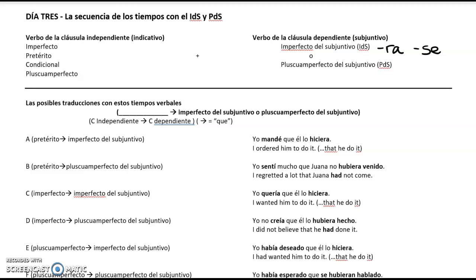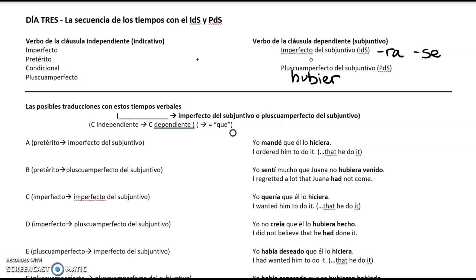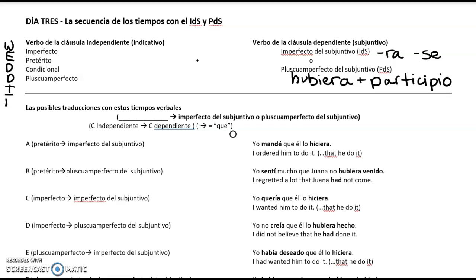Pluscuamperfecto del subjuntivo, that is your use of hubiera and the participio. Not much difference between the two, but it's the difference between the use of had or not, okay? We'll look at some examples here in a minute. Now, over here in the first clause, in your independent clause, you are still working with wedding verbs. Don't forget about those. But now we're shifting everything to past tense, okay?